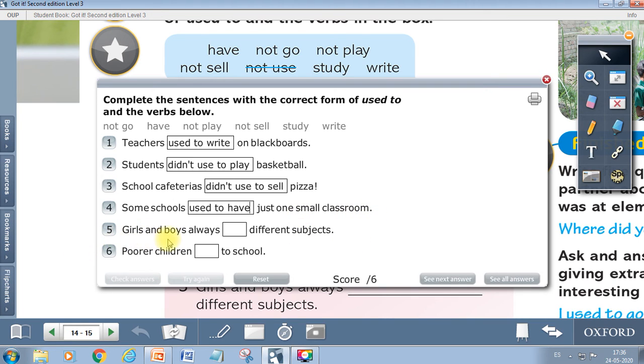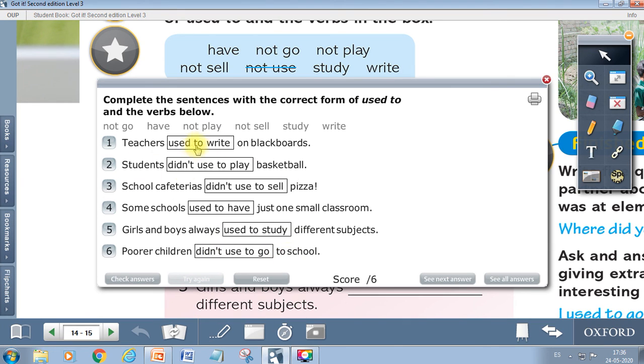Then number five, girls and boys always. Solamente nos queda not go and study. Okay? So subjects means asignaturas. Girls and boys always used to study different subjects. Then, number 6, poorer children means los niños más pobres. Poorer children, we have this one. It's negative. Okay? Didn't used to go to school.